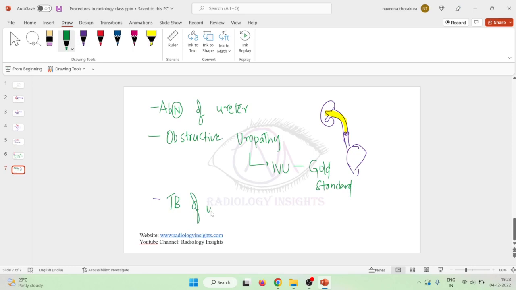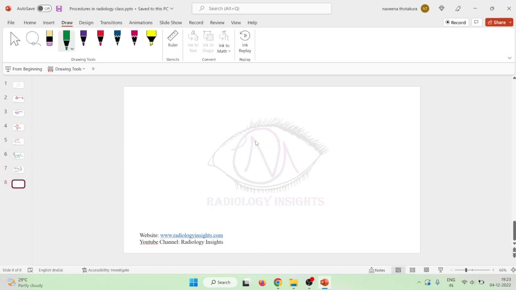If the patient has TB of the urinary tract, then the changes that occur can also be visualized in the intravenous urogram. Then, if the patient suffers from any calculous disease, these can be diagnosed, and the functioning of the kidney can be assessed with the help of intravenous urogram. So, whether the person is a potential renal donor or not, that is, whether the kidneys are functioning properly or not, in order to classify the patient as a good renal donor, we can do intravenous pyelogram.